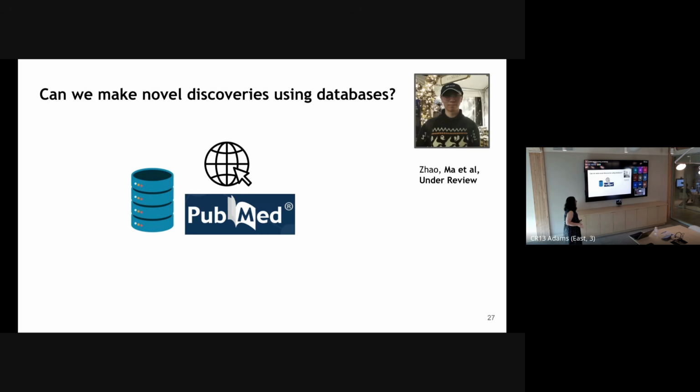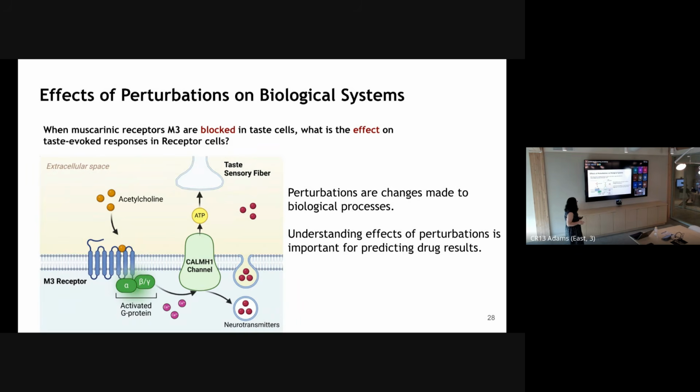So now I have introduced one notion of how to use a database efficiently. But what can we do if we want to do novel discoveries using databases? Here's a work that is very recent. So in this work, we look for one specific kind of scientific discovery, which is perturbations. So perturbations are one of the most important things that we work on in biological systems.